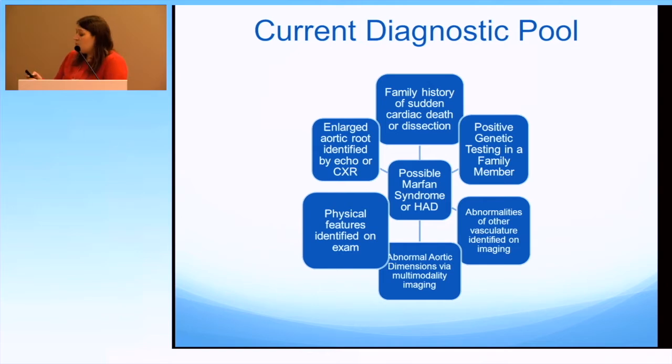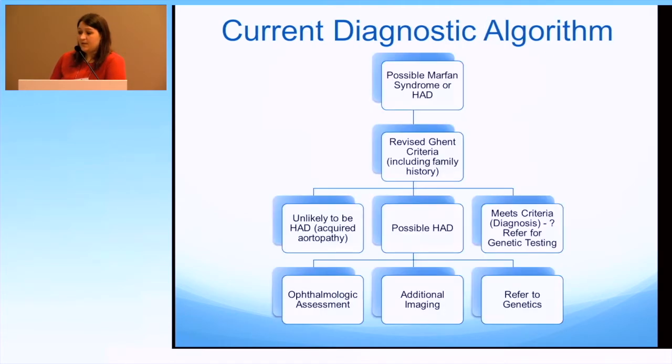So then again, abnormal aortic dimensions on multimodality imaging, so MRI or CT of the chest, and then still people who have physical features identified on exam, and a really great family physician says, hey, you have these features and a family history, so we're going to refer you. So the diagnostic pool and where patients are coming from has increased quite a bit, and the perspectives of where people are coming from has changed as well. And so that also has to change the way that we treat people.